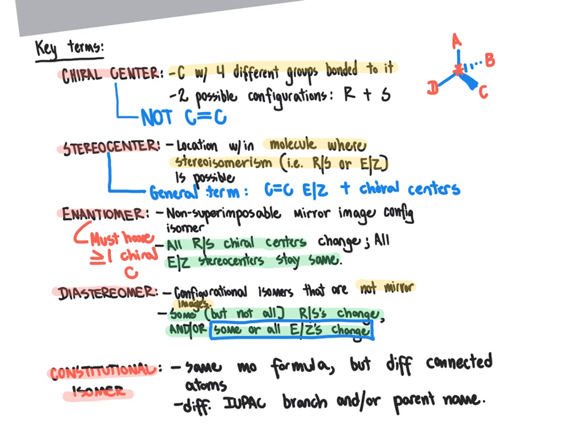As a result, the two molecules will have different IUPAC names when we look at the names of the branches or the parent name of the molecule. So that's our constitutional isomer. And that's not to be confused with the so-called configurational isomers, which are those enantiomers and diastereomers, the so-called different configurations of the molecule.